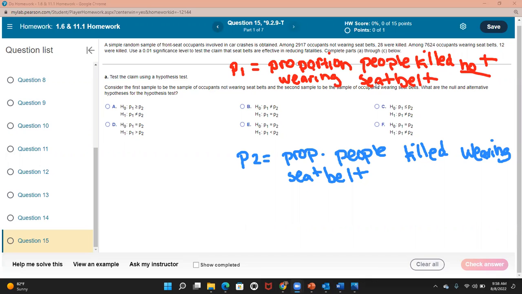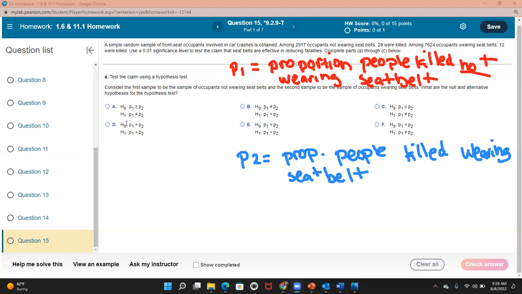So when we're writing these inequalities, we know that we're trying to say that the proportion of people killed wearing a seatbelt should be less, right? We're looking to see if fewer people die when they're wearing their seatbelts. But because the first group is actually people not wearing a seatbelt, how we're going to need to write this is that p1 is greater than p2, because we're trying to see if the proportion of people killed not wearing a seatbelt is greater than the proportion of people killed when wearing a seatbelt.